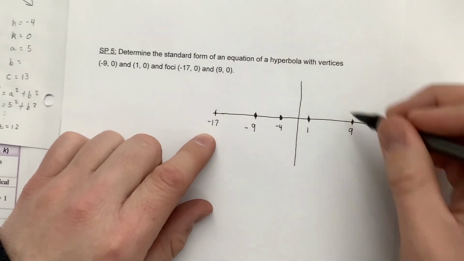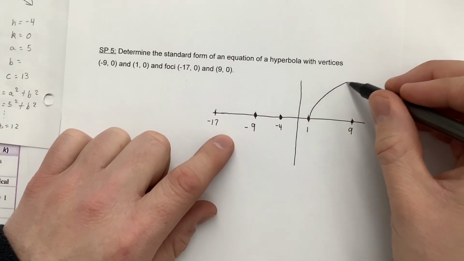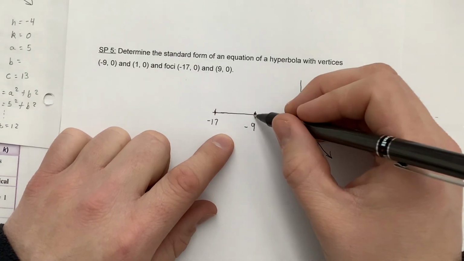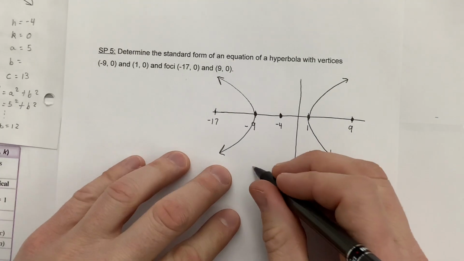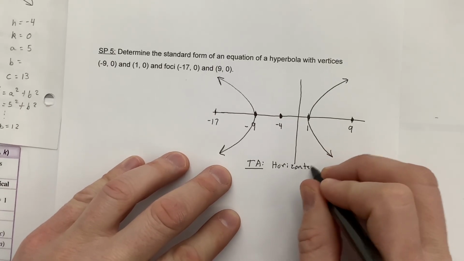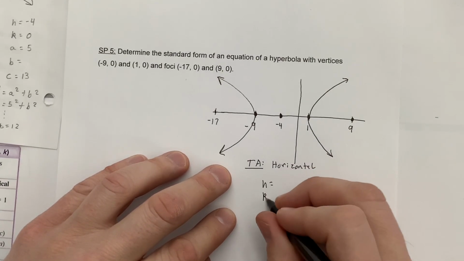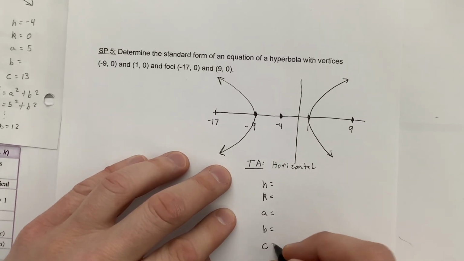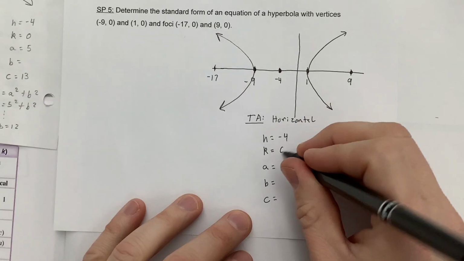So because the foci are there, this tells us that, well, we knew it was going to open up left to right because of the center point in the middle. Transverse axis, horizontal. H, K, A, B, and C values. What do you suppose your H value is? Or what's H comma K? -4, 0. Yep. So -4, 0, that's your center.